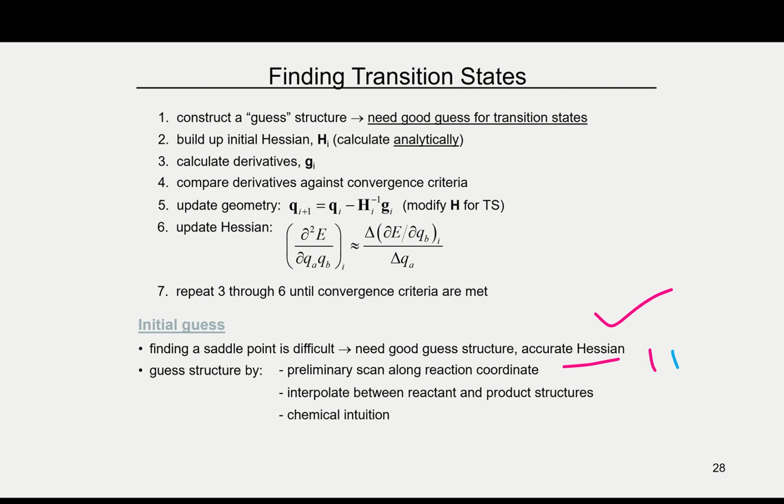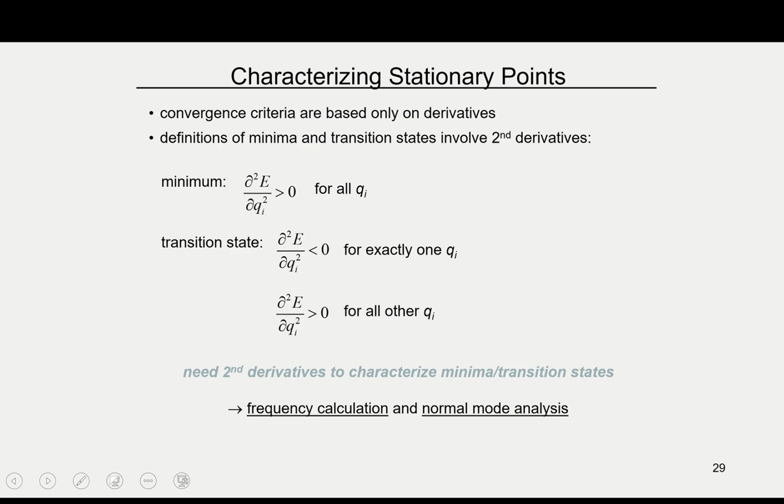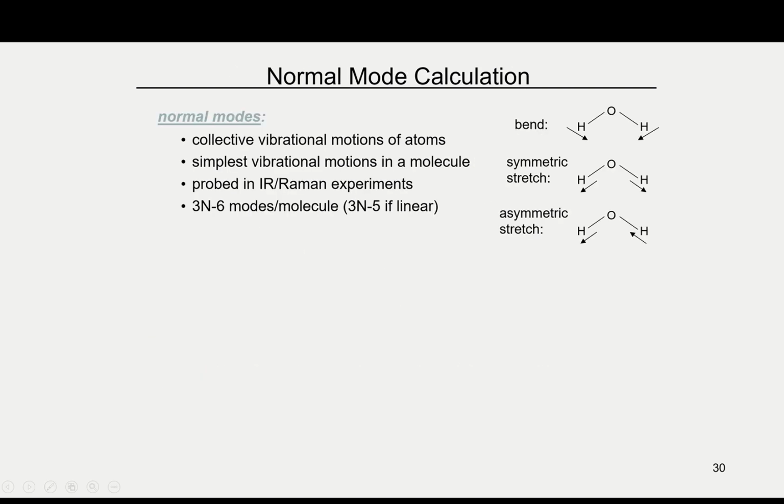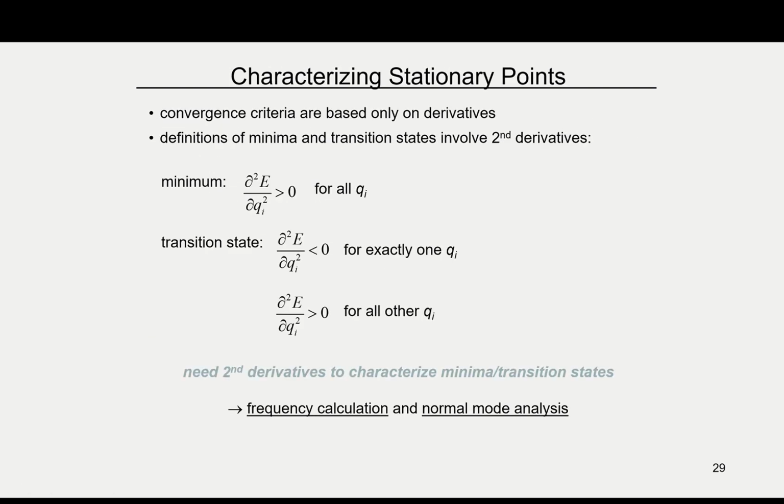Okay, now let's move to the next slide. Characterizing stationary points. Now we talk about how we can characterize a stationary point. Convergence criteria are based only on derivatives. For stationary points, convergence criteria are based only on derivatives, like we talked about, delta E divided by delta Q. Definitions of minima and transition state involve second derivatives. Now, minima and transition states, these two involve second derivatives.